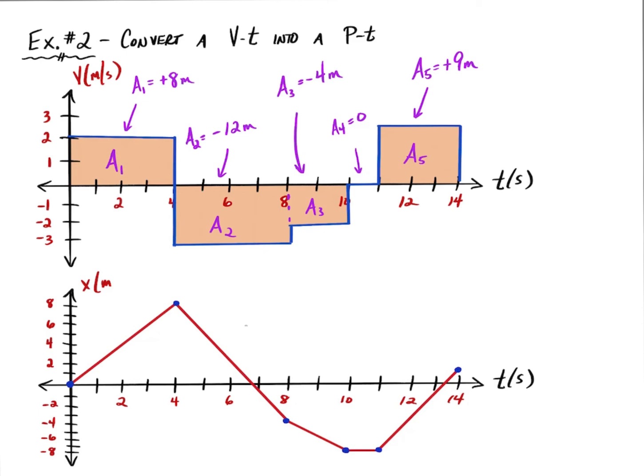Just to show you exactly where the connection comes from, you go up 8 from where you started, then you go down 12 from there, down 4 from there, 0, you stay where you are, and then finally you go up 9 from there. So that's how those areas connect to the motion or the changes on that position time graph. You're not jumping from 8 to negative 12, you're jumping up 8, then down 12, so on and so forth.